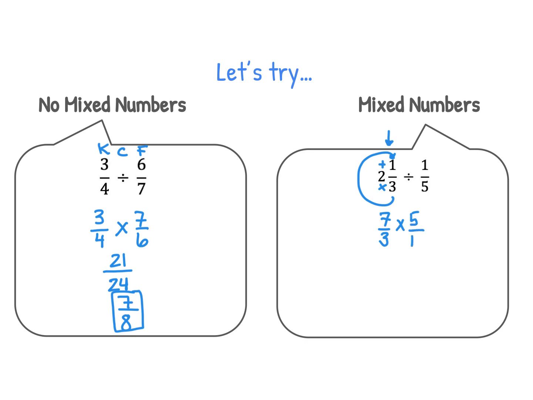Now we're just multiplying our fractions, easy peasy. 7 times 5, 35. 3 times 1 is 3. And we must simplify that, right? We can't have that improper fraction. So how many times does 3 go into 35?